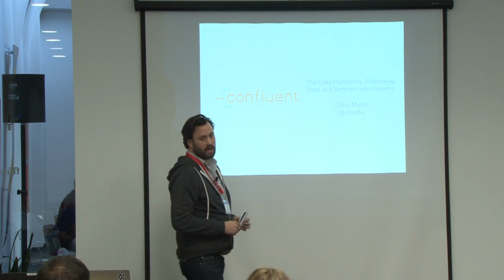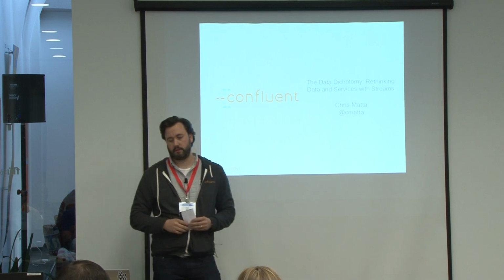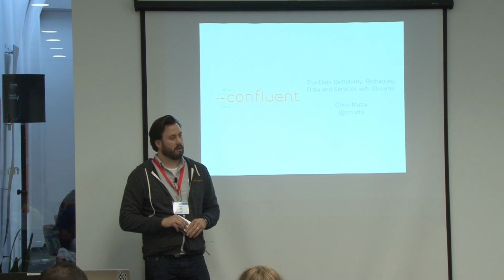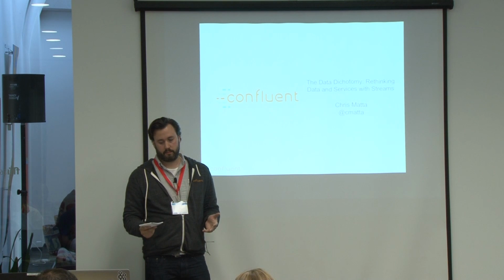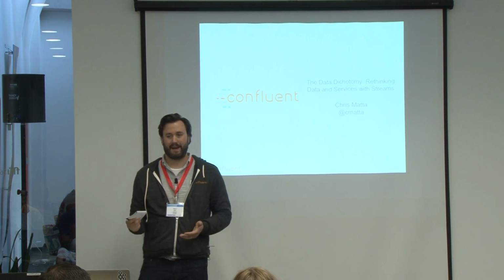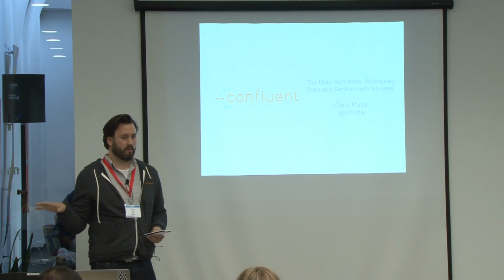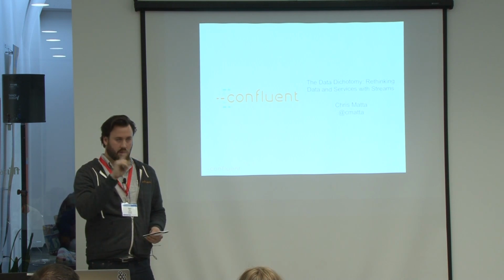This is the data dichotomy talk. This is rethinking data and services with streams from Confluent. So Confluent's the company behind Apache Kafka. Is anybody unfamiliar with Kafka? Okay, all right, cool.